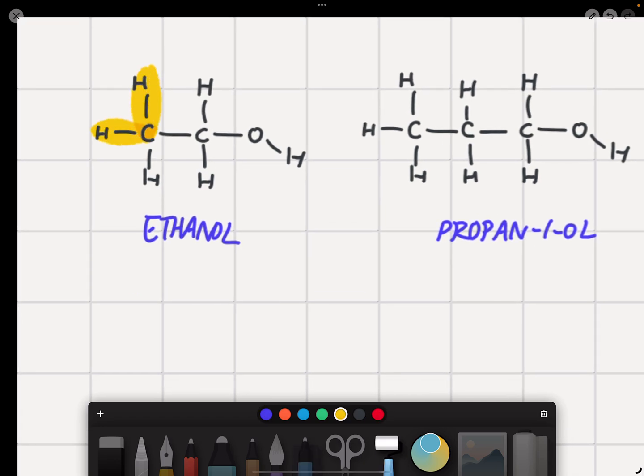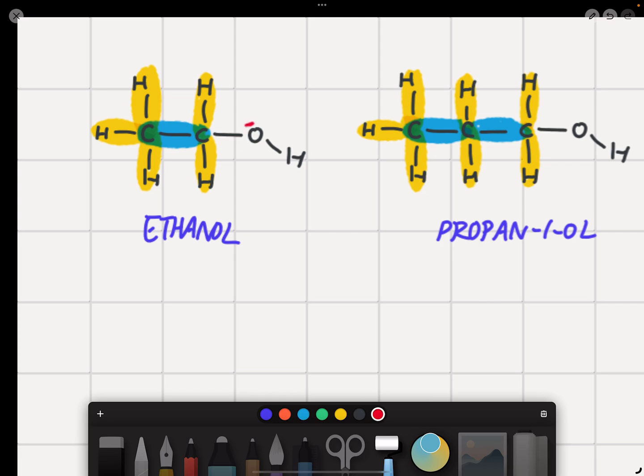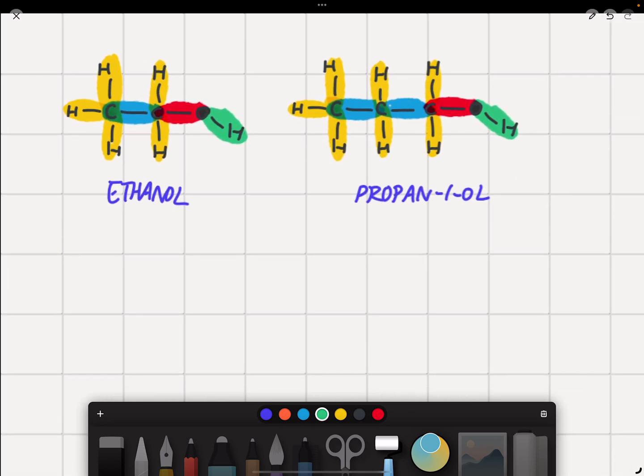They both have CH bonds. You see many CH bonds at many different locations on these two molecules. You see a CC bond, and many CC bonds as well. You see CO single bonds. You also see OH single bonds. So at first glance, it may appear to you that these two molecules will have the exact same IR spectrum because they have the exact same types of bonds.